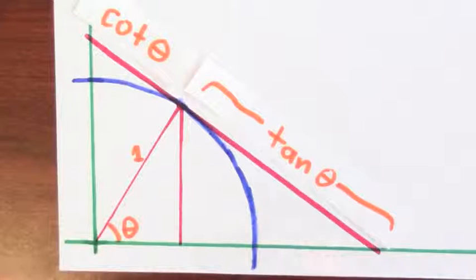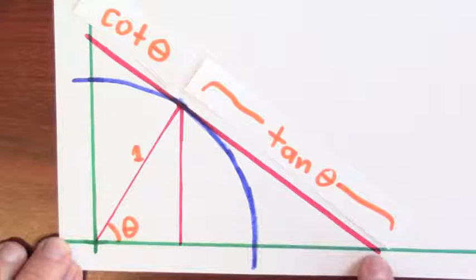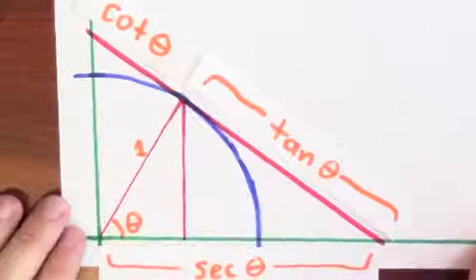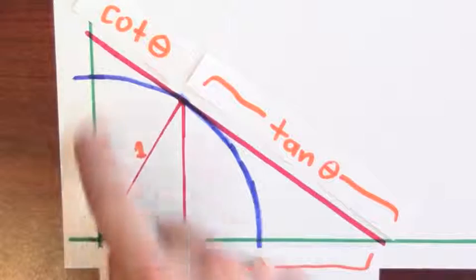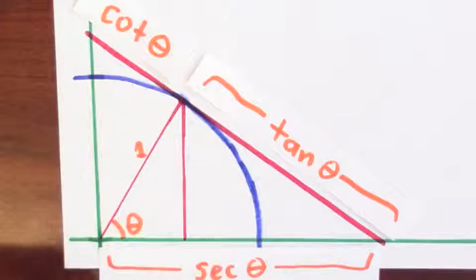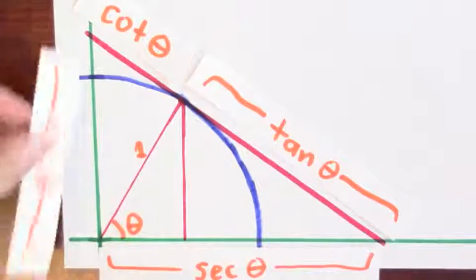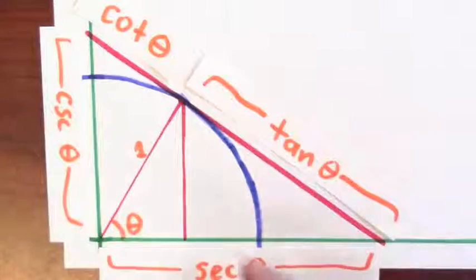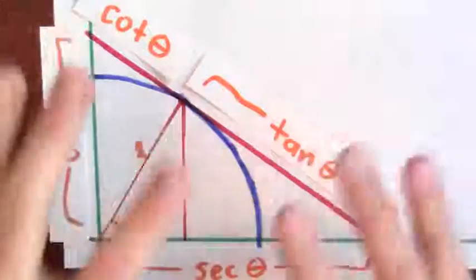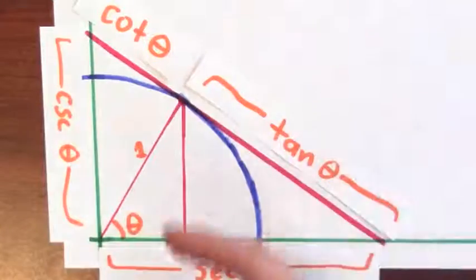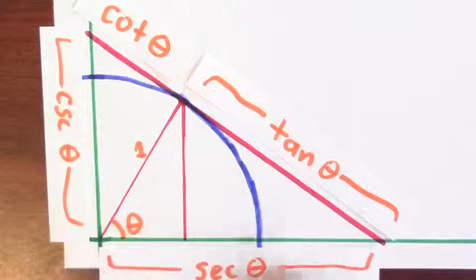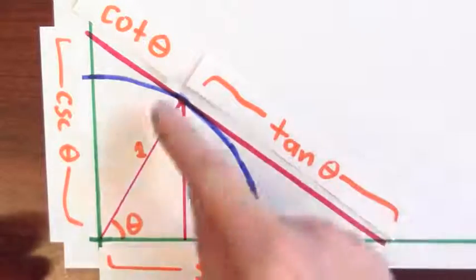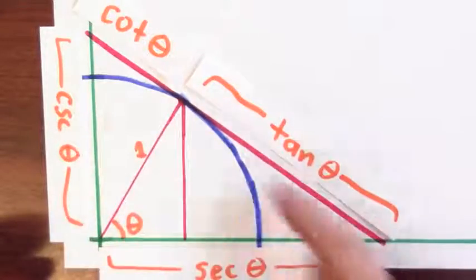And if you measure along the bottom here, the length from the origin to where this tangent line crosses has length secant theta. And if we measure over here from the origin to where that tangent line crosses the y-axis, that segment has length cosecant theta. So when you put all these functions down, we've got cosine and sine, but we've also got very visibly cotangent, tangent, secant, and cosecant. And the secant is measuring something that's crossing the circle, and the tangent is really measuring the length of part of this tangent line.